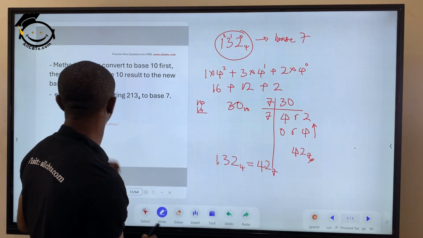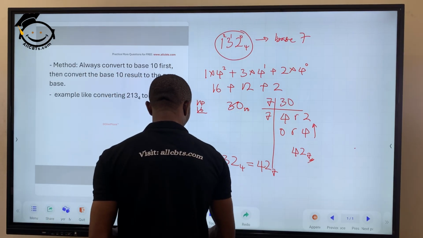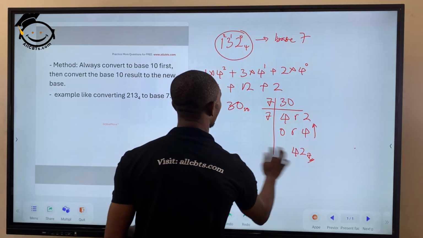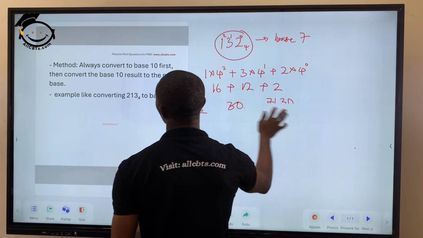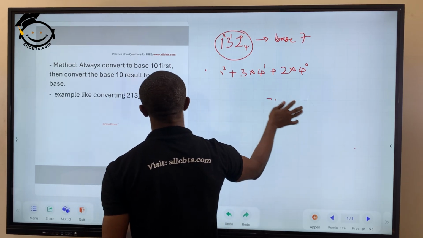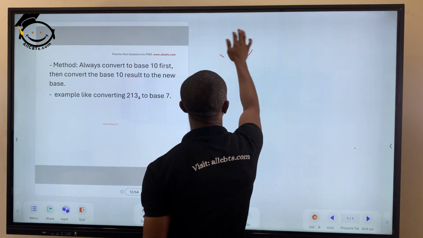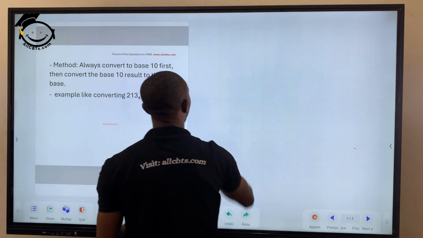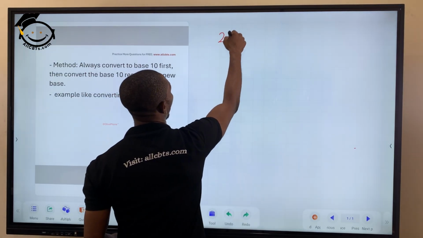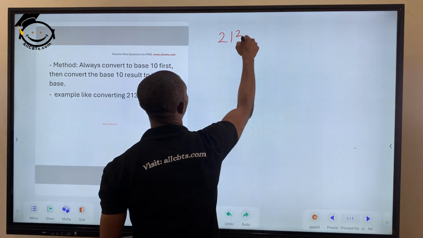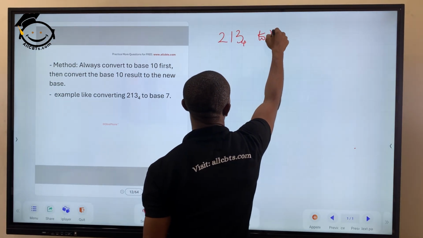Now let's look at the example we have here. It says convert 213 base 4 to base 7. Alright, we have 213 base 4 to base 7.